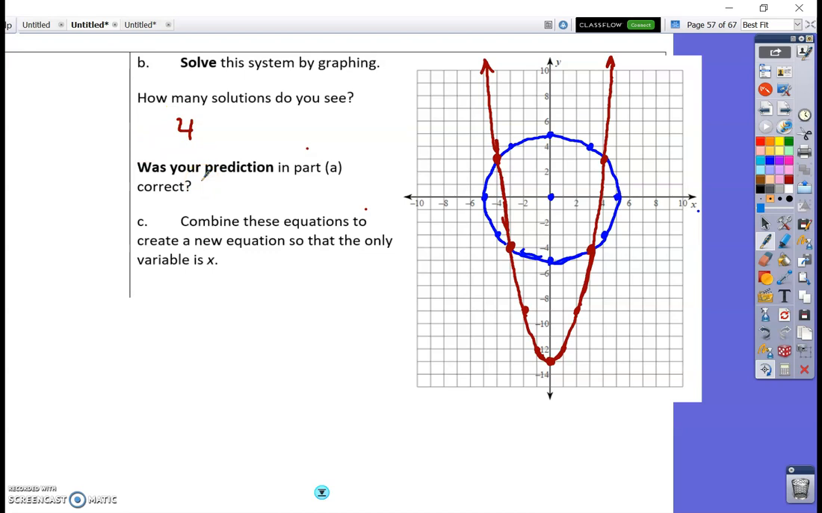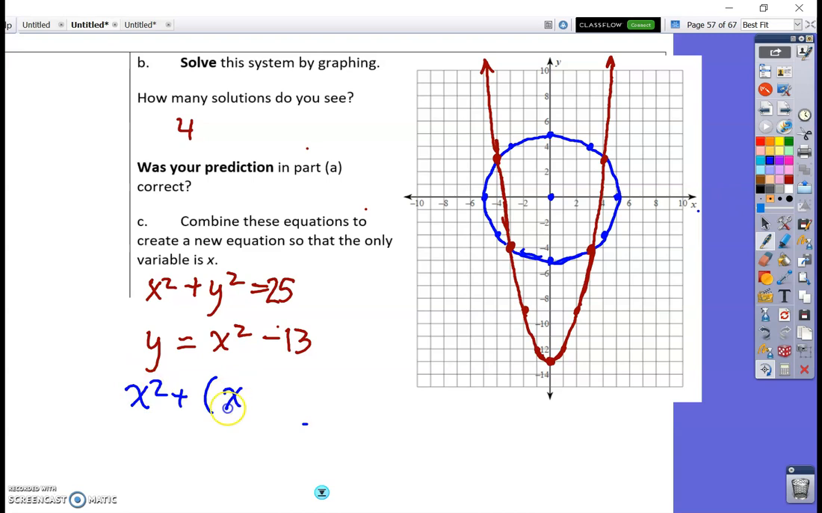Again, looking at your homework from the other day, I think a lot of you didn't realize how many times a parabola and a circle could intersect. Let's combine the 2 equations we had. So we got x squared plus y squared equals 25. And we also had y equals x squared minus 13. And so the only variable is x. And so we've got x squared plus (x squared minus 13) squared, because I'm replacing y with this, equals 25. So there's my one equation.